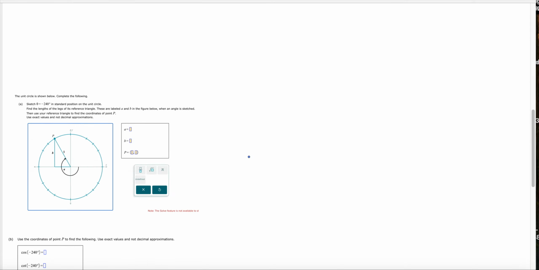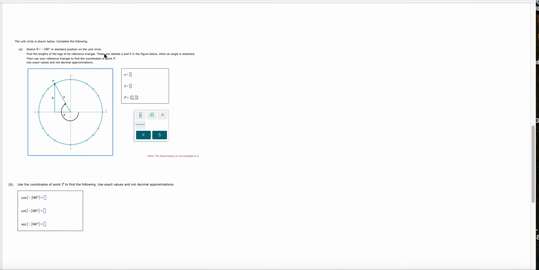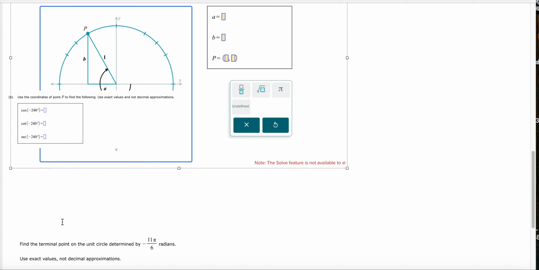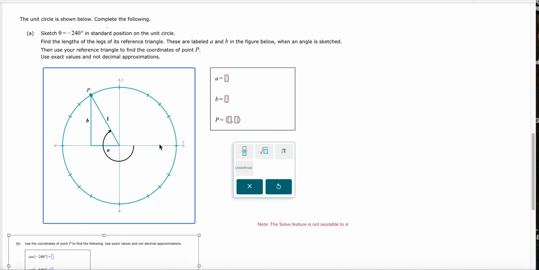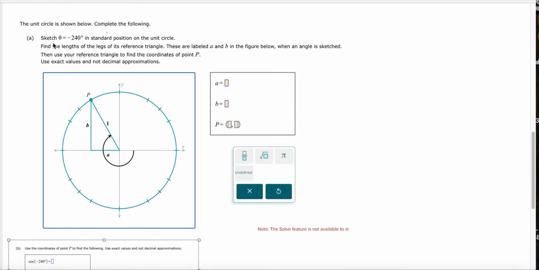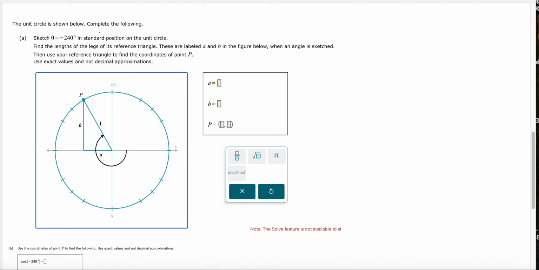So we use this when we look at questions like this one. Let me make this a little bit bigger so you can see. And let's take this one down. Here, we'll look at that one next. Okay. So we're going to look at the angle theta, negative 240 degrees. Okay, and so we're going to plot that first in standard position on the unit circle.